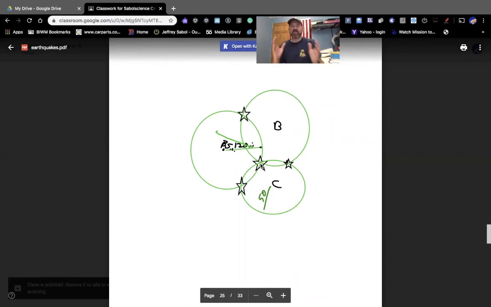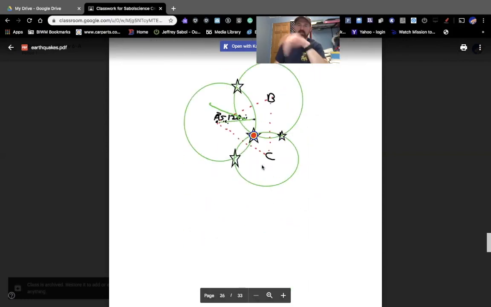Now, in real life, we have thousands and thousands of seismographs giving these circles. And when they all come together at that one point, that's your epicenter. Remember, your epicenter was the point directly above the focus on the surface where the energy first hits. All right. So here you can see we've triangulated that spot right there is the epicenter.